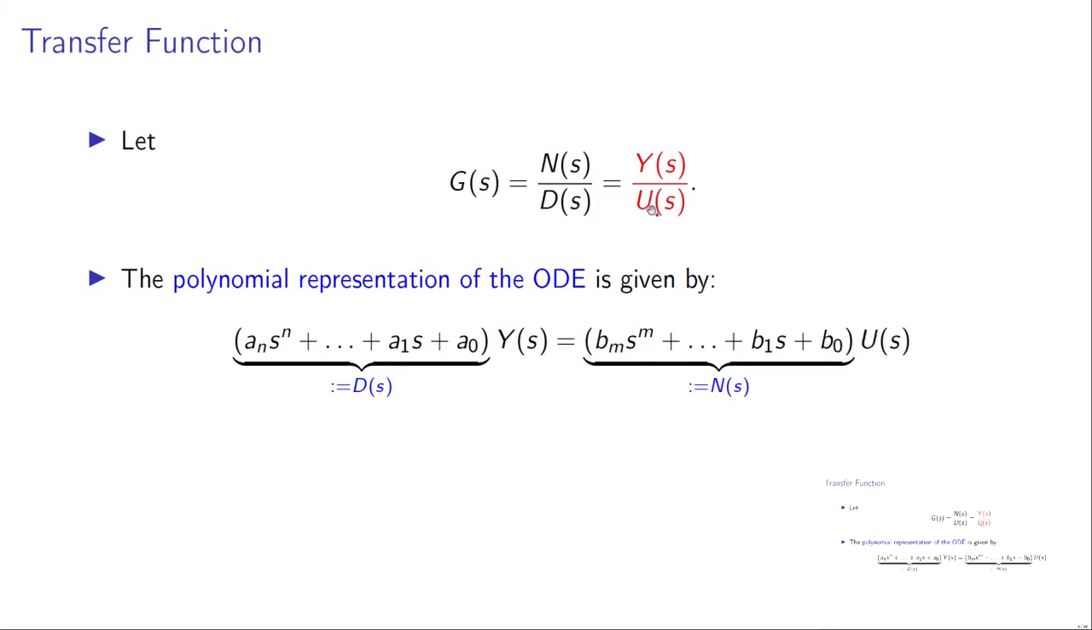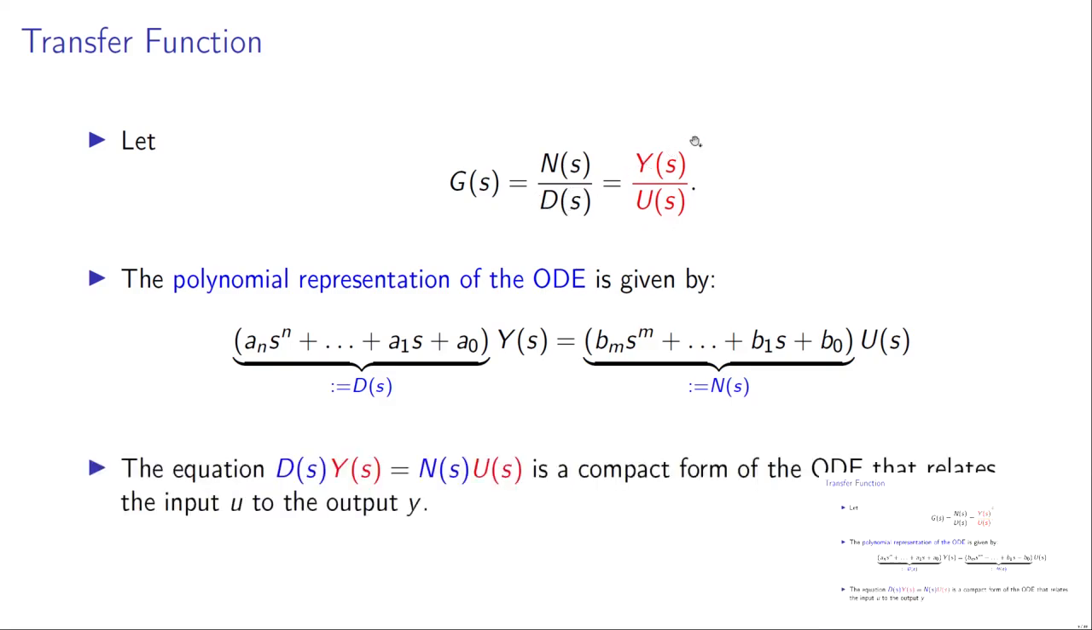So we can have this relationship, and then we know that the numerator here is associated with the inputs and the denominator is associated with the outputs. So this equation also is a compact form of the ODE that relates the input u to the output y. So that's another way to write this.